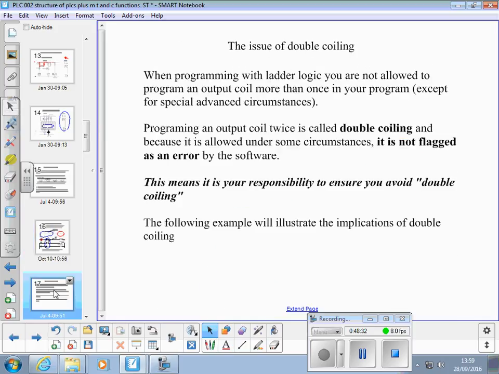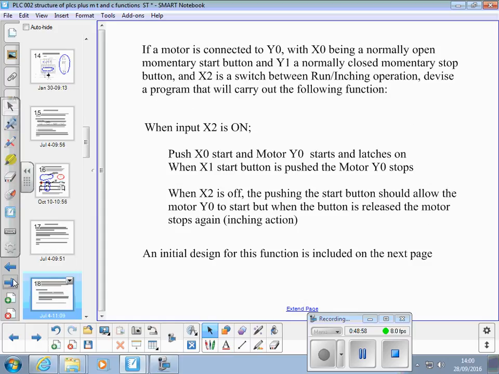However, it's not completely illegal because in some advanced programs you can do it if they're in different subroutines. So it doesn't pick it up. Makes it your responsibility to actually not do double coiling. The following example will illustrate the implications of double coiling. You're not being asked here to write this program. Okay?